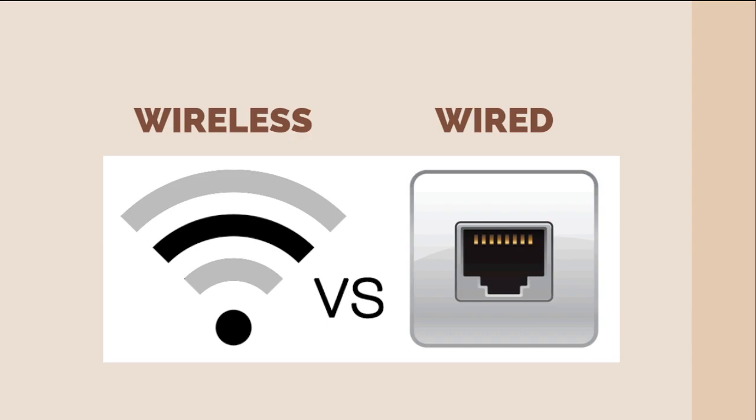In summary, wired connections are generally faster and more reliable, but require physical connection between devices. Wireless connections are more flexible and allow for greater mobility, but may be slower and more prone to interference.